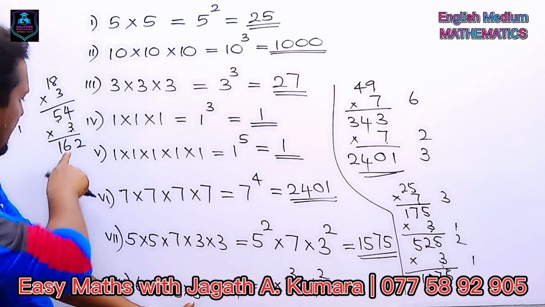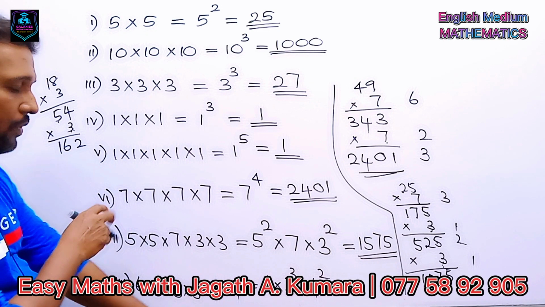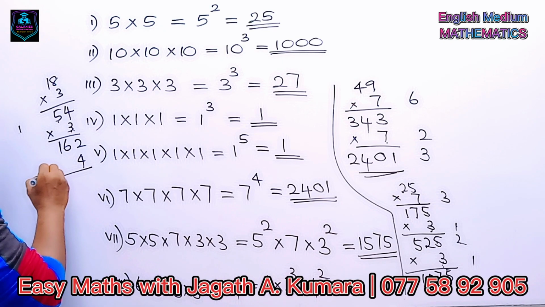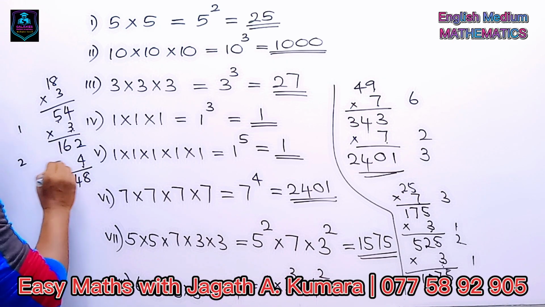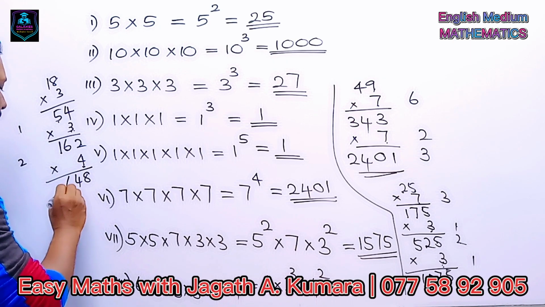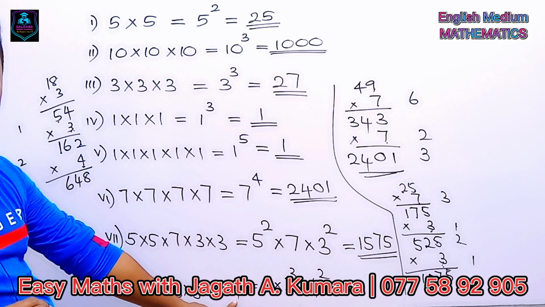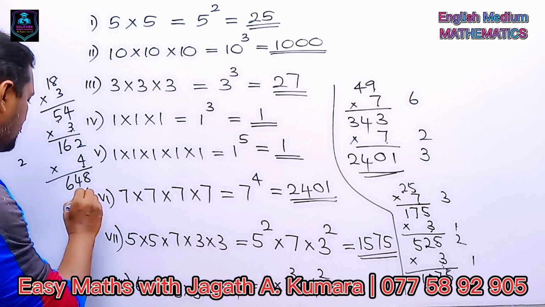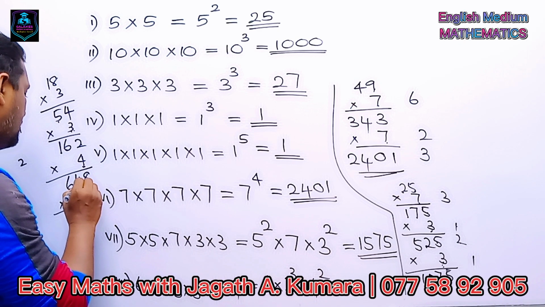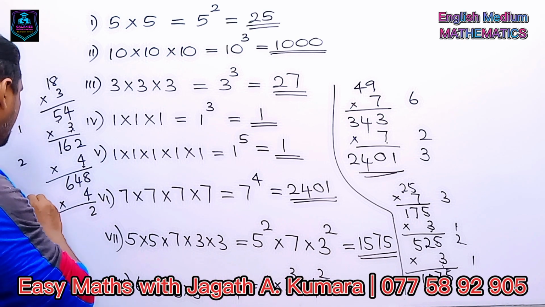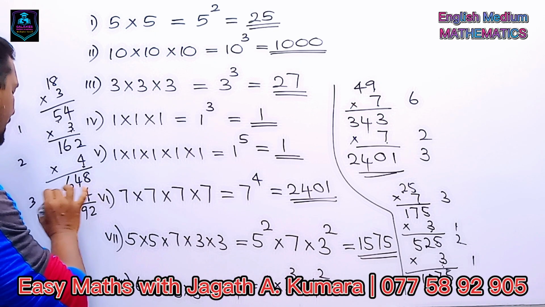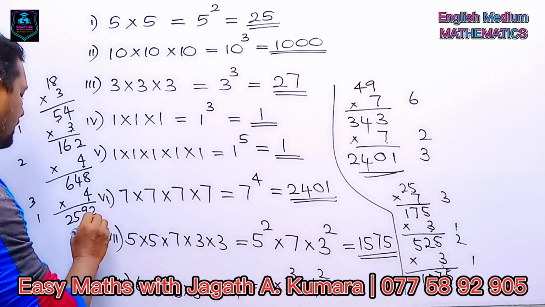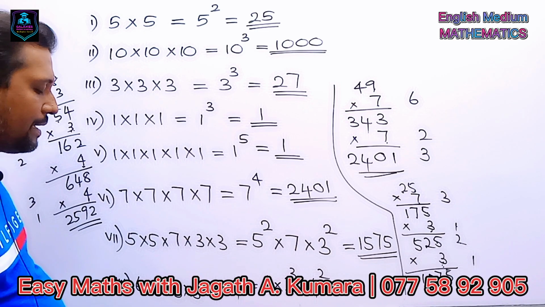Then this value again you have to multiply by 4. 4 times 2, 8. 4 times 6, 24, remaining 2. 4 times 1, 4 plus 2, 6. Then again this value you have to multiply by 4. 4 times 8, 32, remaining 3. 4 times 4, 16, 16 plus 3, 19, remaining 1. 4 times 6, 24, plus 1, 25. So the answer is 2592.